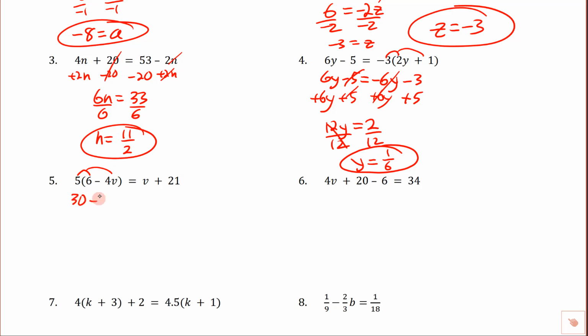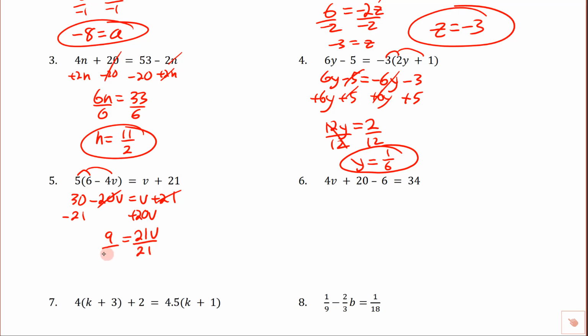So this is a 30, this is minus 20v. We've got a v plus a 21 over here. I'm going to move the 20v on this side, and I'm going to move the 21 over here, so we're going to subtract 21. Let's see, so we get 21v, and over here we have a 9.